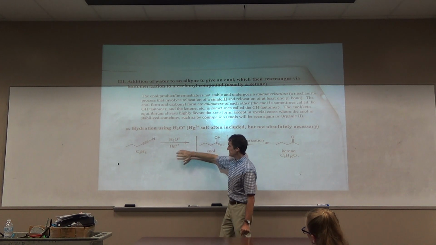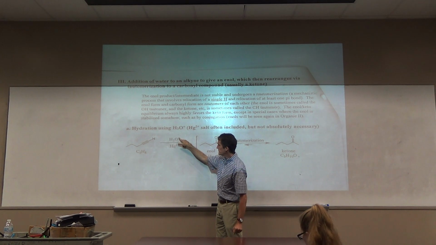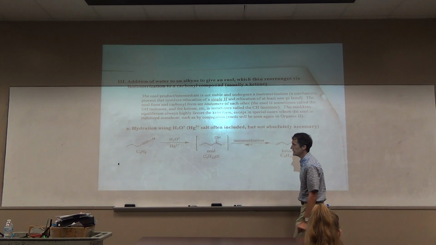It's pretty straightforward. You can just do it without the mercury. We'll actually be doing it in the lab without the mercury. Just do your mechanism with the H3O+. If you see mercury, just ignore it. Just know that that's typically often included.